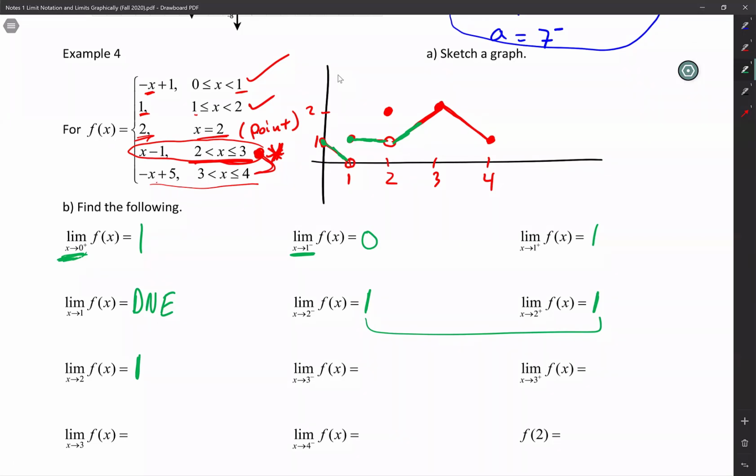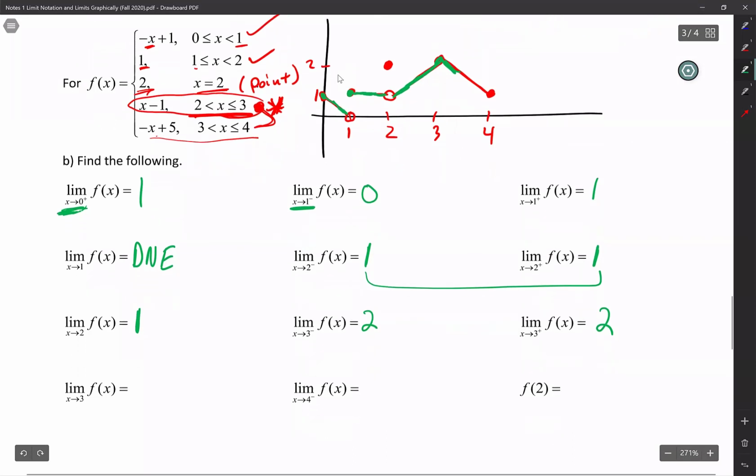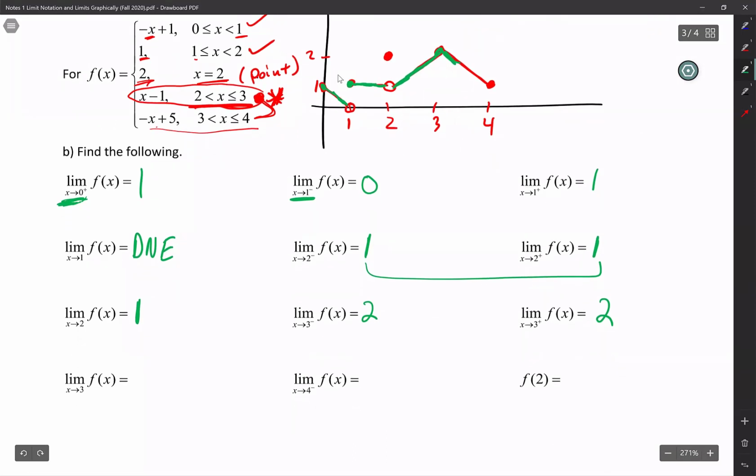Limit as x approaches 3 from the left. If I approach 3 from the left, it's looking like I'm approaching the value of 2. Limit as x approaches 3 from the right. If I approach 3 from the right, I'm approaching the value of 2. So limit as x approaches 3, 2.